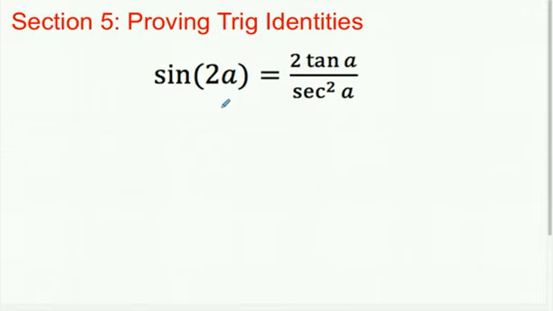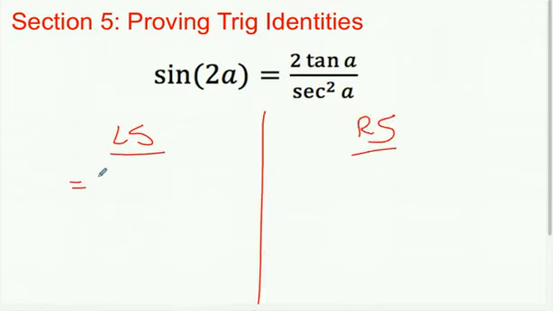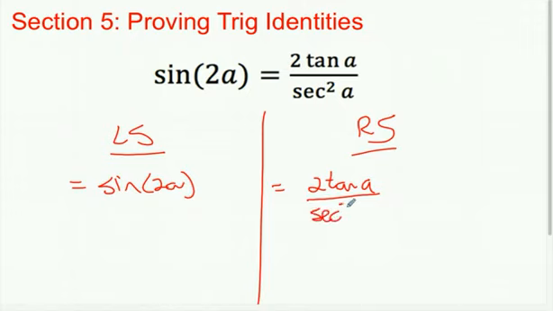Then you would have probably done quite a bit of proving trig identities. A trig identity is basically an expression where the left side is equal to the right side for any possible value of a. And we need to prove that's true by showing that these two expressions are actually the exact same expression. So we do that by breaking it into two sides, left side, right side, and we'll prove that sine of 2a is actually the exact same expression as 2 tan a over secant squared a.